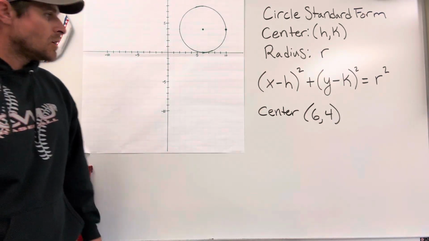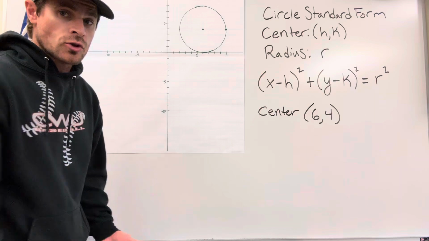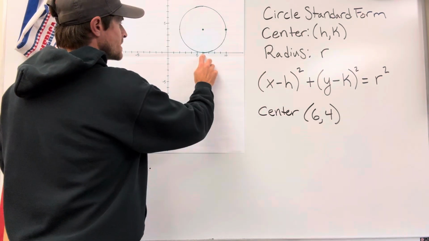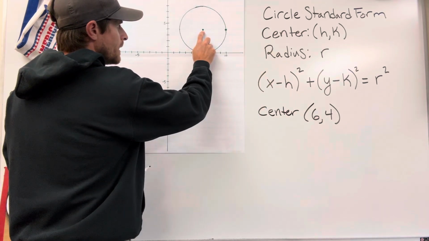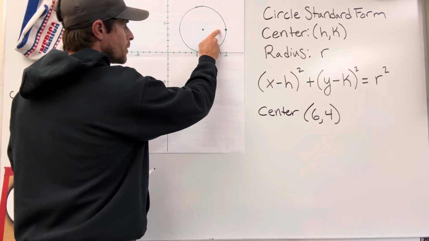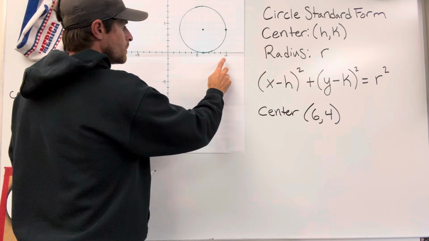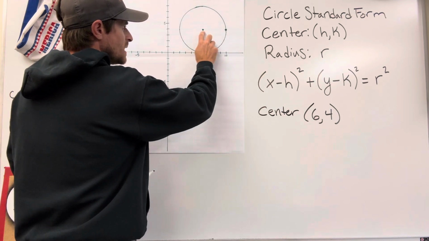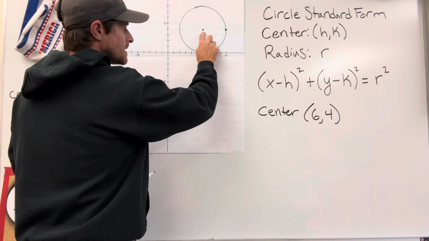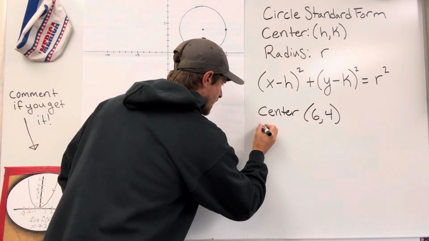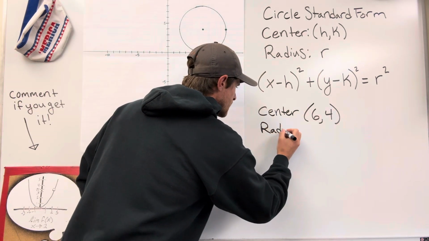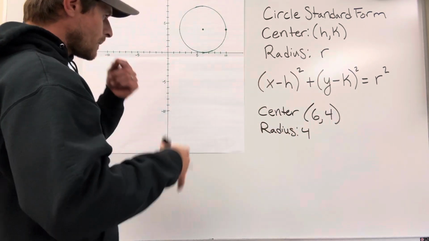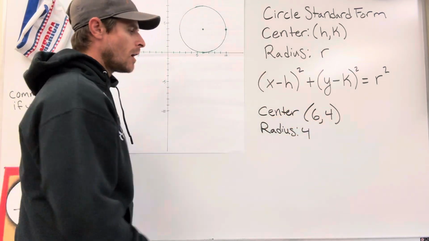Okay, next thing we need to know is, what is our radius? The radius of a circle is from the center to the edge. So if we look here, our center is right here at (6, 4). We just talked about that. And then if I go over 1, 2, 3, 4 places, I end up at 10. So I'm going from 6 to 10. That means my radius here is a distance of 4. So I'm going to list that out. My radius is 4 units.